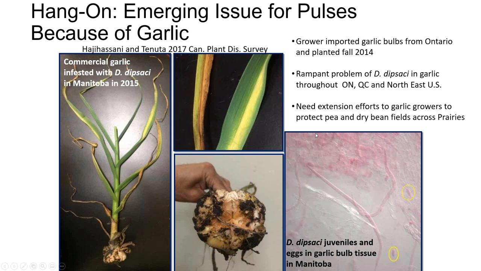With our project with the pulse growers, we'd like to do some workshops and get out to growers, and also to garlic growers, and talk about the importance of making sure that their fields are not infested with this nematode. Okay.